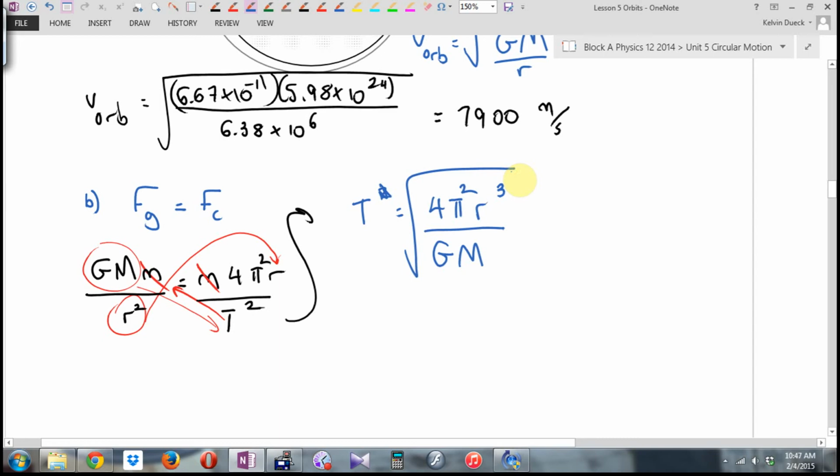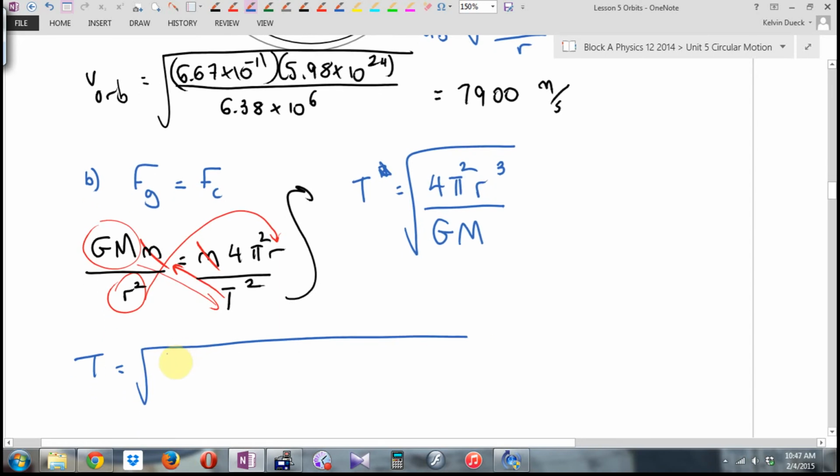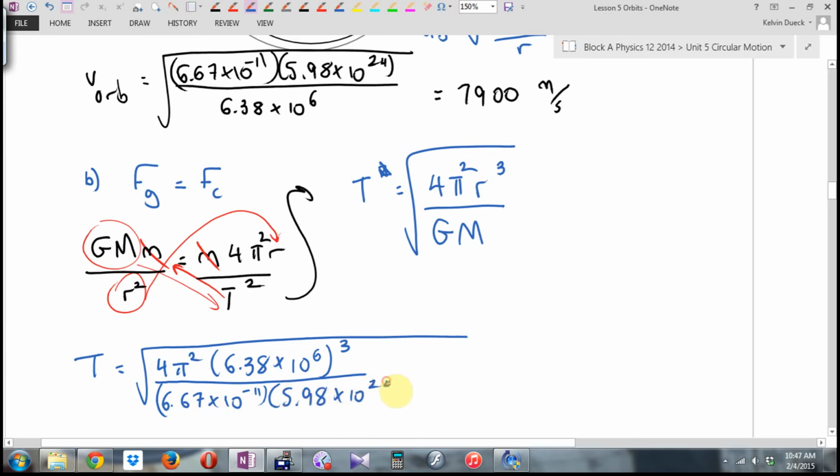And now it's plug and chug. You all want to practice typing this one in. I need more room. The period is going to be, how long would it take you to go around the Earth at approximately 8 kilometers a second? 4 pi squared, 6.38 times 10 to the 6th cubed, all over 6.67 times 10 to the negative 11, 5.98 times 10 to the 24th.